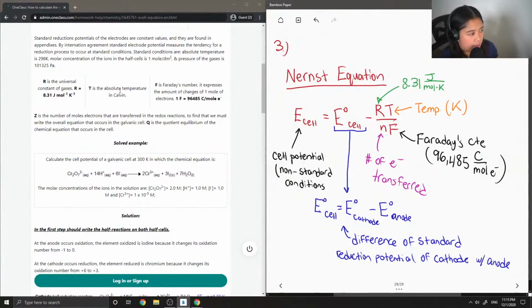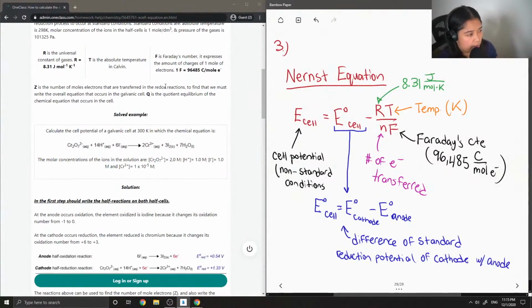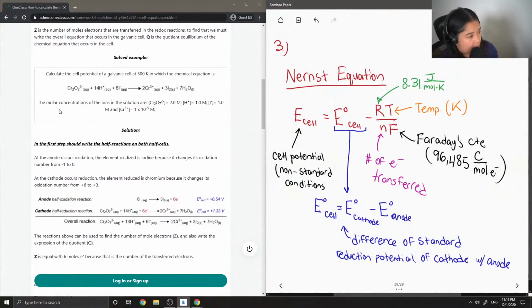T is the absolute temperature in Kelvin. And F is Faraday's number. It expresses the amount of charge of 1 mole of electrons. Okay, so instead of n, they have z. So z is the number of moles of electrons that are transferred in the redox reaction. To find that, we must write the overall equation that occurs in the galvanic cell. Q is the reaction quotient of the chemical equation that occurs in the cell.